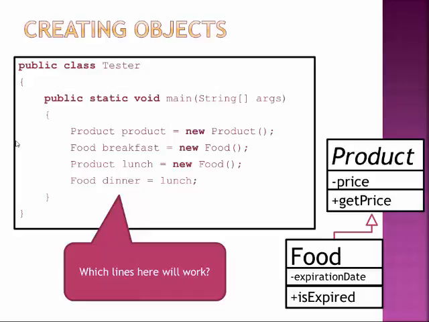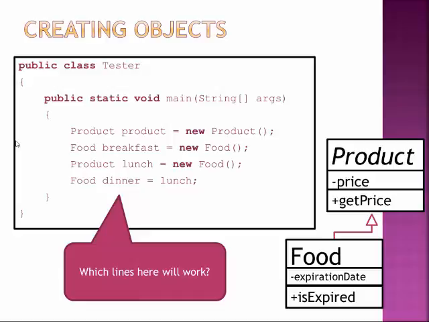So, that being said, will the first line of code work? Product is equal to new product. Well, now that first line isn't going to work because I can't build a new instance of a product. The second line is going to work. Food breakfast equals new food. Is that going to be okay? Absolutely. It's just a class. I don't care that it inherits from something. At this level, once we start using the class, it's just a normal class. The fact that it inherits from something is out of our range of caring.